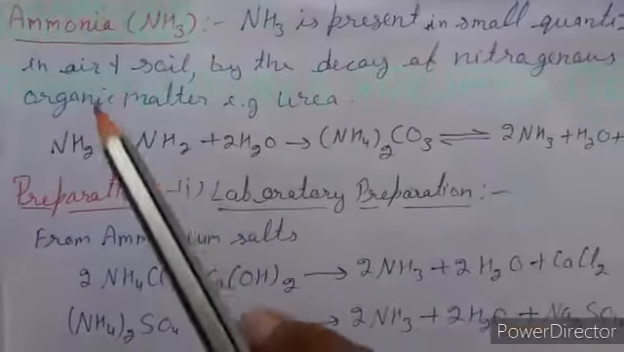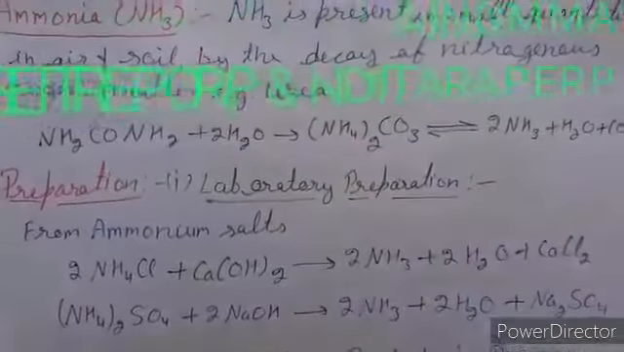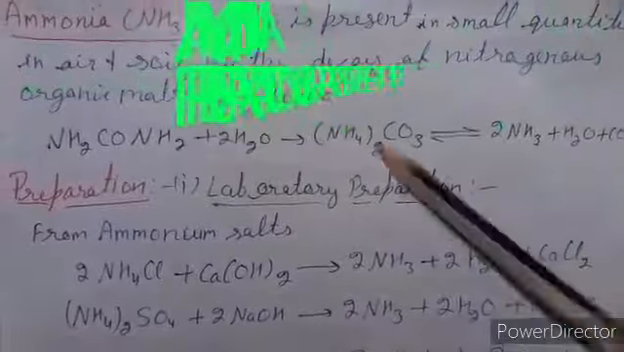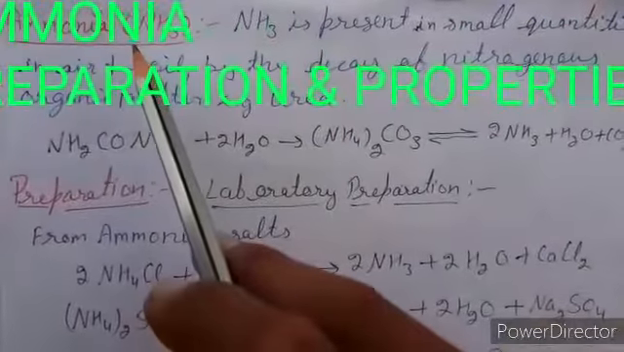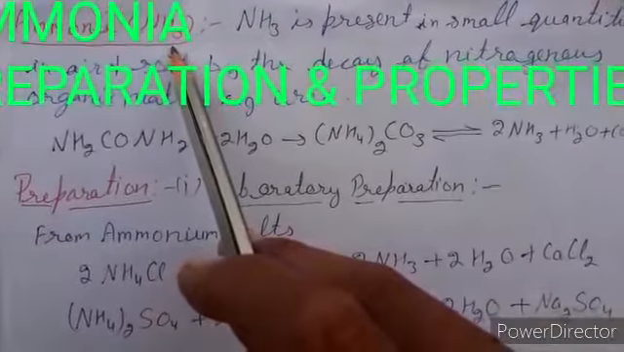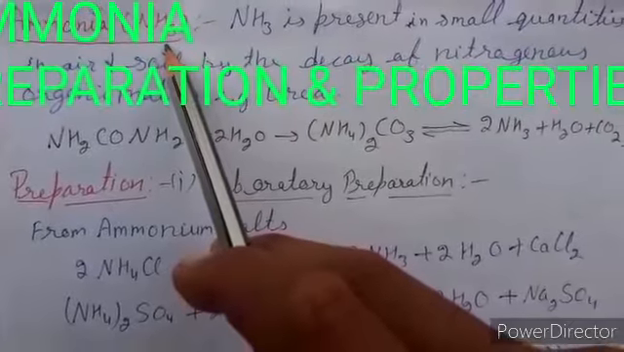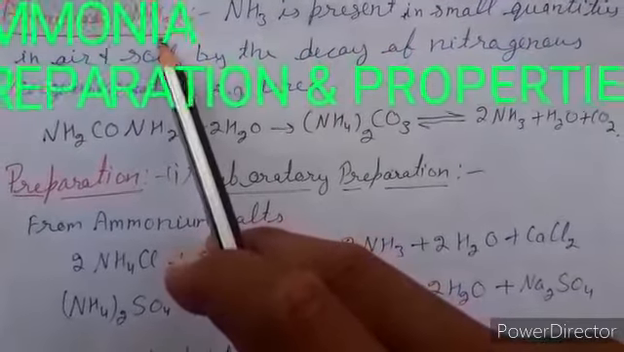Good morning, students. Today we start the next topic, most important compounds of nitrogen. First we discuss the most important compound, that is ammonia. Its formula is NH3.